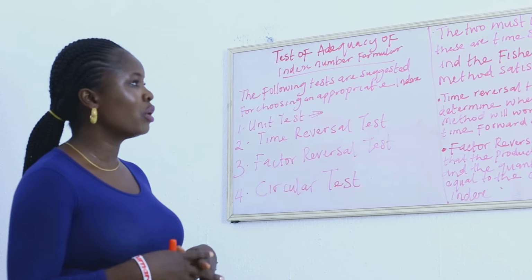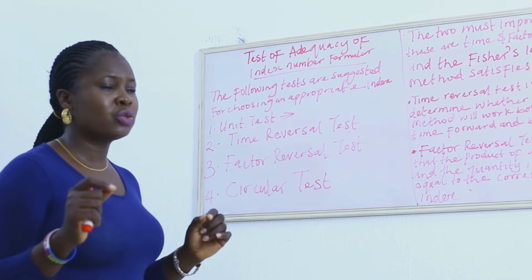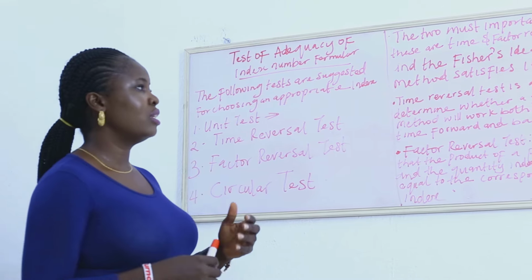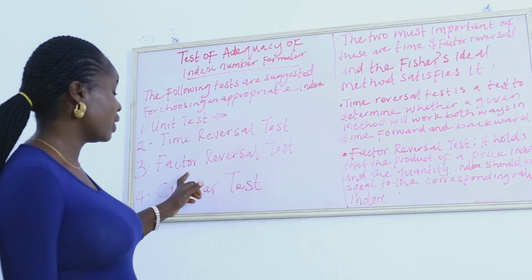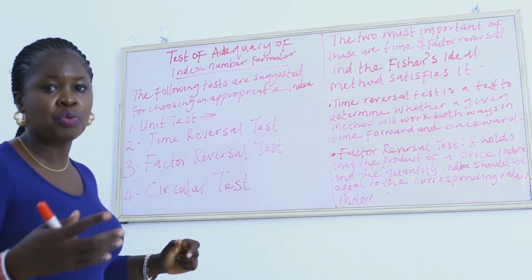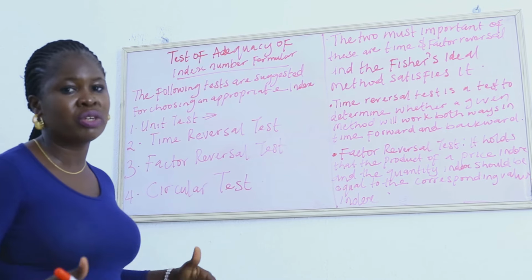But the time reversal test and the factor reversal test are the most important tests, and that is what we are going to prove. Also there's an important thing to know, that it is only Fisher's Ideal method that satisfies both the time reversal test and the factor reversal test that I'm going to prove. There are other methods that I don't necessarily need to prove.